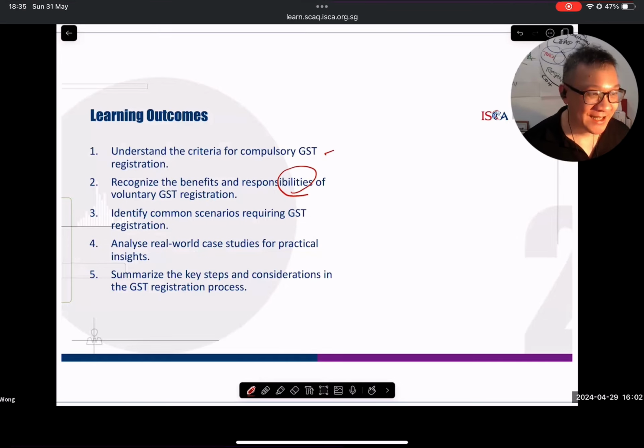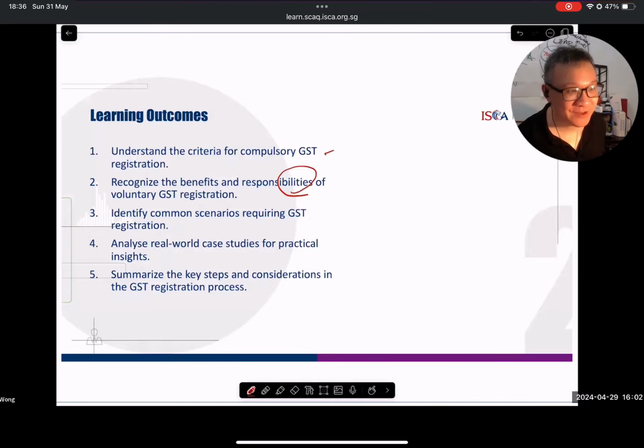registration. Number 3, common scenarios requiring GST registrations. Something to take note of. As usual in other presentations I'm doing, I'm going to illustrate with real-world case studies. Not the real-world case study per se. I will want to put the case studies in this presentation to make the discussion more practical and more relevant should you decide to practice GST when you come out. And then summarize the key steps and the considerations in GST registration process.